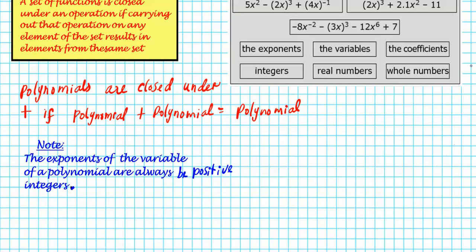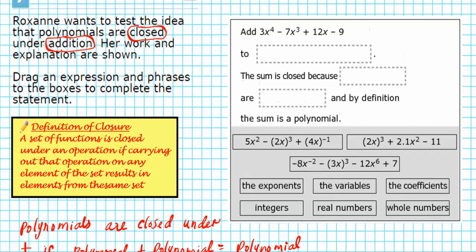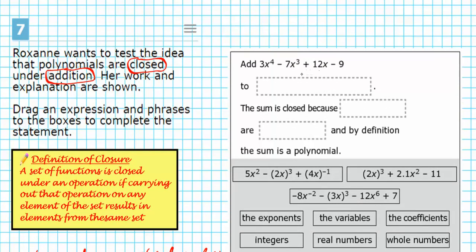Okay, so let's go back to the problem. So according to Roxanne's work, she says you add this. This is clearly a polynomial expression. Now, how do we know that this is a polynomial expression? We focus our attention in this particular problem on the nature of the exponential terms. So 4, 3. What's the exponent of x? 1, right? Or how about 9, the constant? It has an x to the 0 piece right there. Okay, so 4, 3, 1, 0.